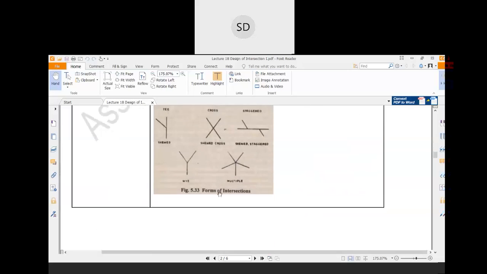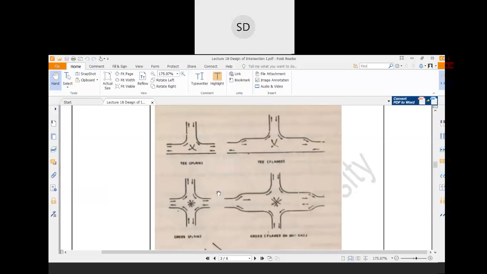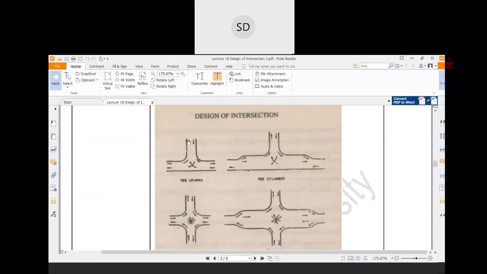Let me give one example of the unchannelized intersection. See, these are unchannelized intersections. They are only plain roads with the intersection. In the unchannelized intersection, there are two types. One is plain unchannelized intersection and another one is flared unchannelized intersection. In the flared unchannelized intersection, at the approach to the intersection, the width of the road would be more.